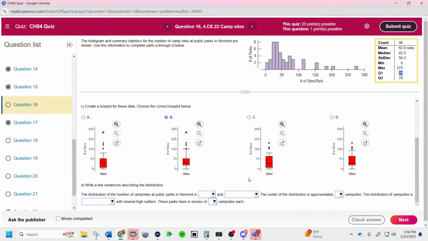So the distribution of the number of campsites is unimodal. That's one mode, and very skewed to the right. The center of the distribution is going to be where the median is at, which is 43.5, rounded to 44. The distribution of campsites is very spread out. And these parks that are very spread out right here have in excess of 153, which is where we calculated the upper fence.